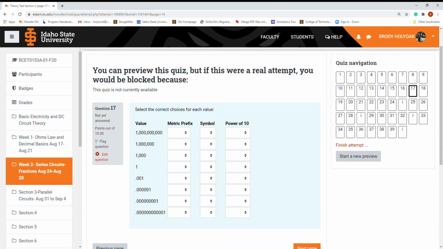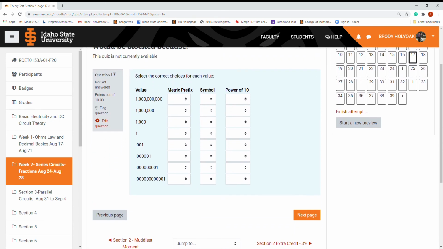All right. So this one, I don't know if anybody had problems for this one. We're just converting the numbers into their equivalencies. Let's start with 1. What's the metric prefix for 1? Nothing. The symbol doesn't have one.